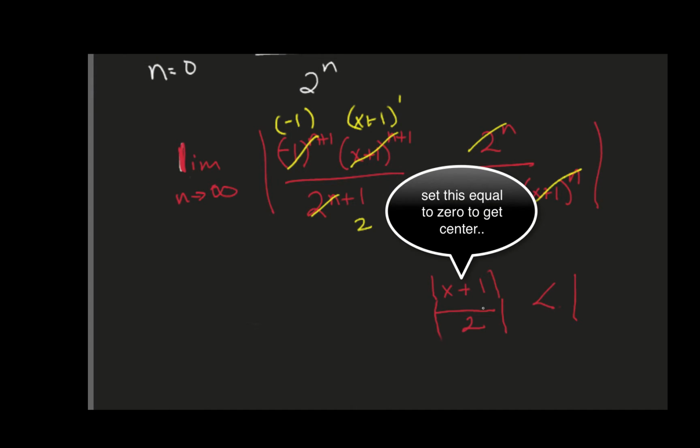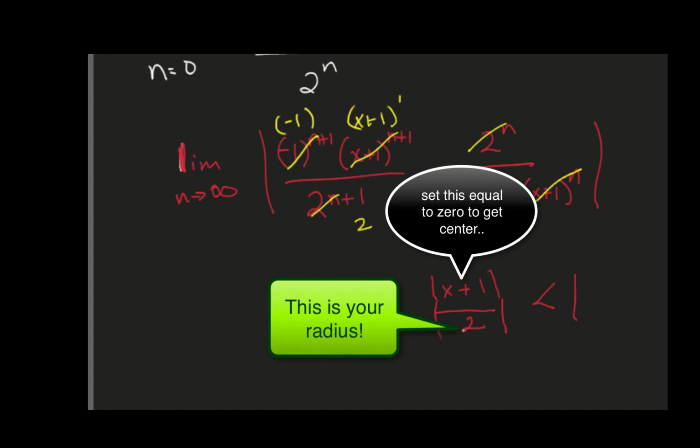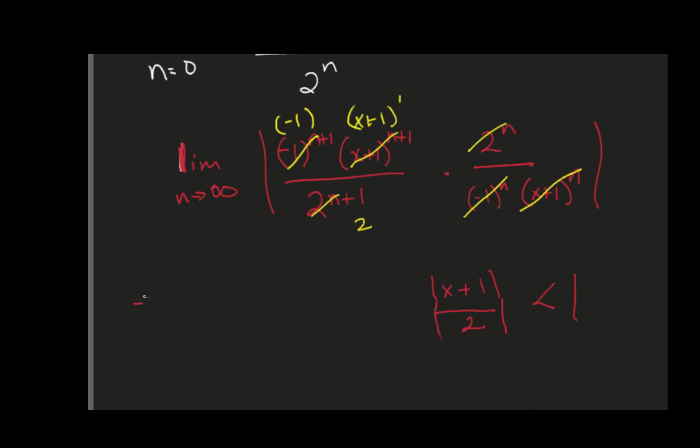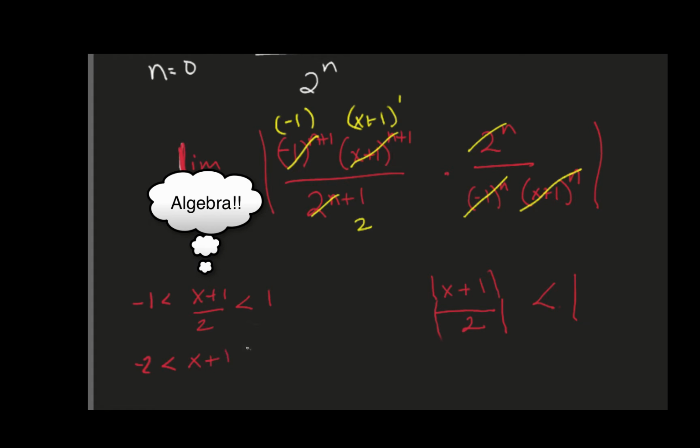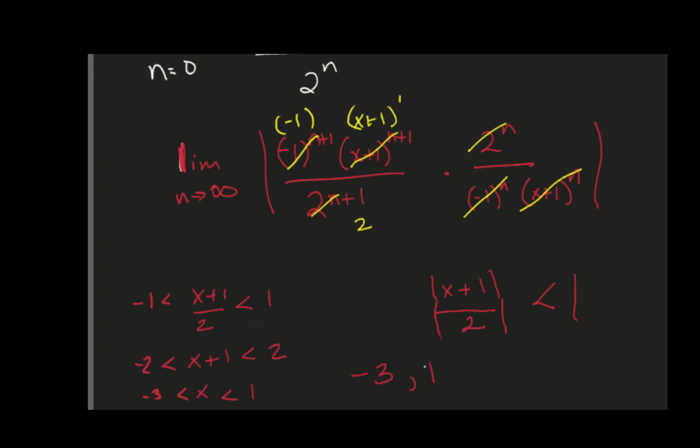Right away, you should know the center is -1, the radius is 2, but let's just go ahead and show it. So, drop the absolute value. Multiply both sides by 2. And then subtract 1. Are you with me? Does this make sense? Mm-hmm. So there are your two endpoints.